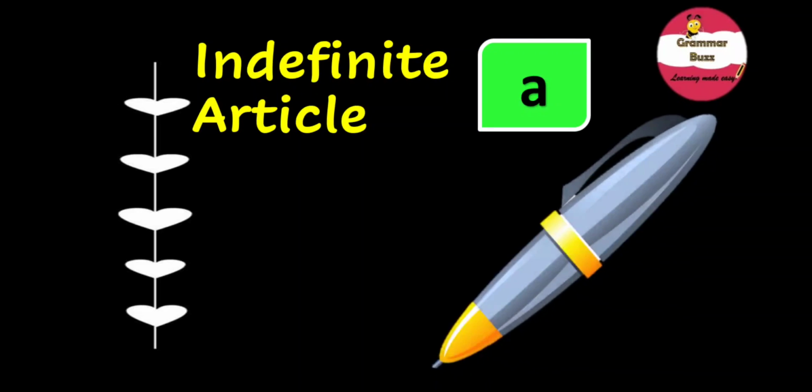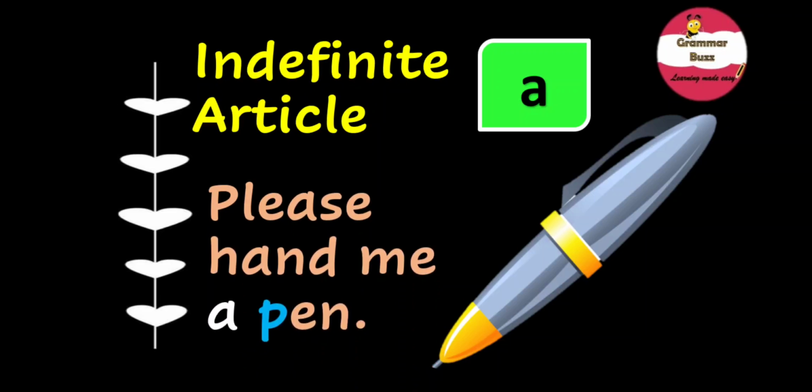The article a is used when it is followed by a singular word that begins with a consonant sound. For example, please hand me a pen. In this sentence, we use the indefinite article a before the singular noun pen, as it begins with a consonant p and also has a consonant sound p. So remember, we use the article a before a word beginning with a consonant sound.